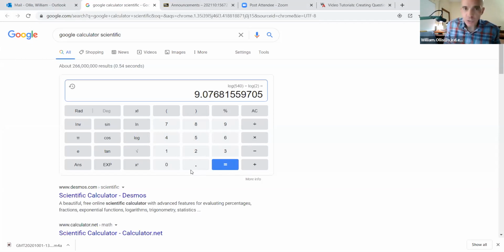9.07681559. We'll just write out a string of decimals. And I like the Google calculator, ladies and gentlemen, because it's got great output, easy to see, easy to use. Students are all the time asking me, what's a great online calculator? Well, the Google calculator is fine. And so now let's go back to our desktop.